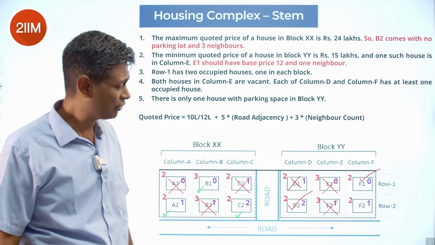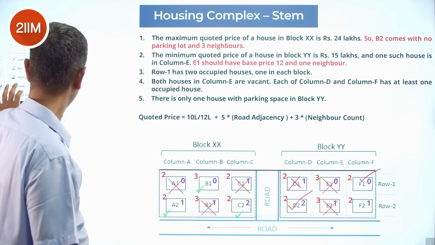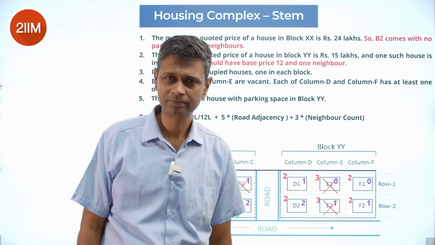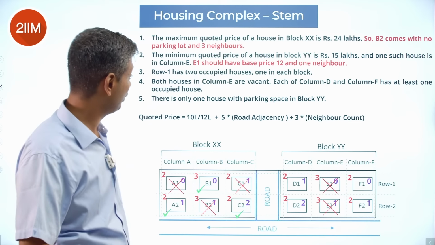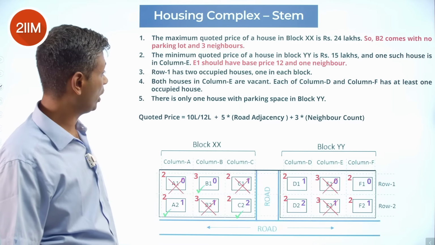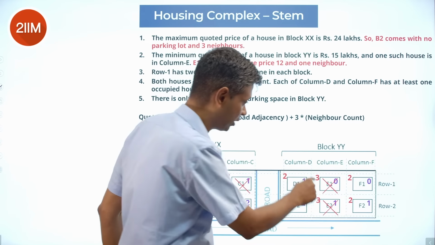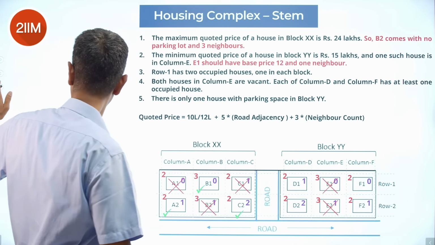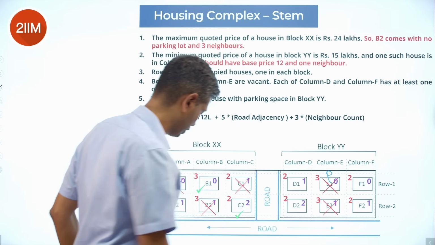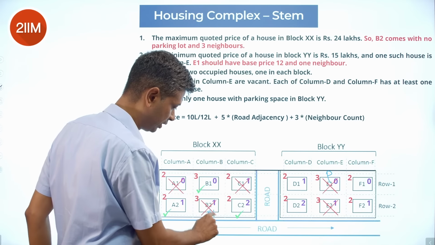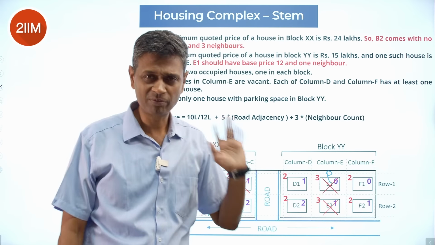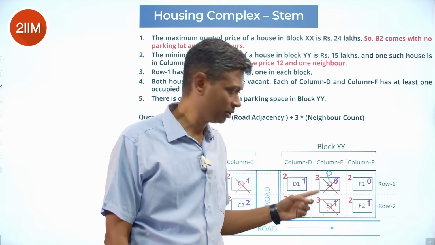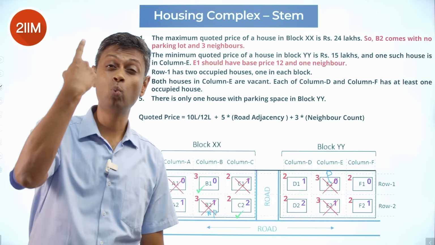Right. Now, if F1 were unoccupied, hypothetically, why am I going towards that? Because F1 has no road adjacency. None. And we know that in block YY, there's only one house with parking. This house has parking. We know that for sure. So that house, E1, has parking. We know that B2 does not have parking. We figured that out already. So no other house can have parking. F1 could have an adjacency of 2, but this is not occupied. We know that. So maximum adjacency possible is 1.